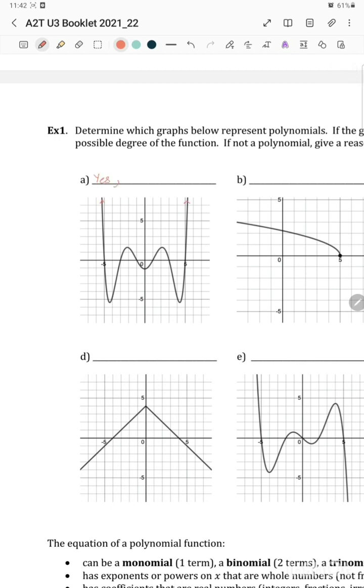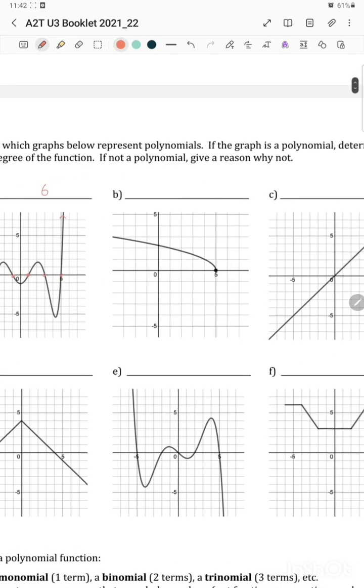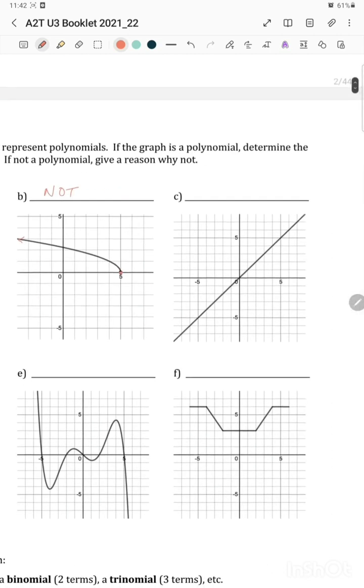Then what will be the degree? 1, 2, 3, 4, 5, 6. Degree is 6. So it is not going to end from here, but it is ending from here, so it's not a polynomial. This is not ending from both sides, so yes, this is a polynomial. And the degree is 1, it means it's a linear polynomial.